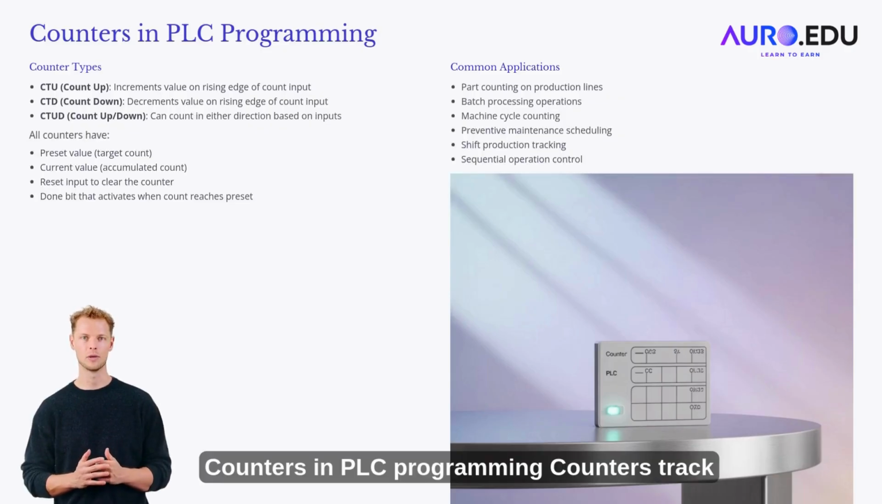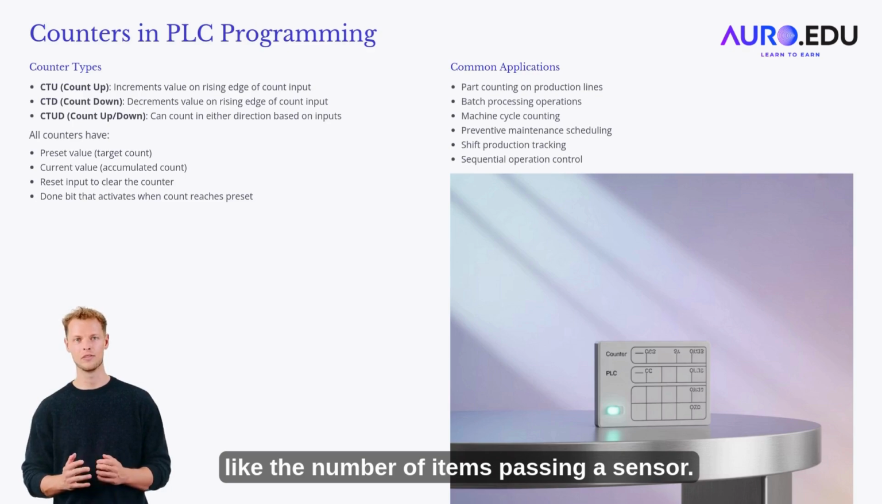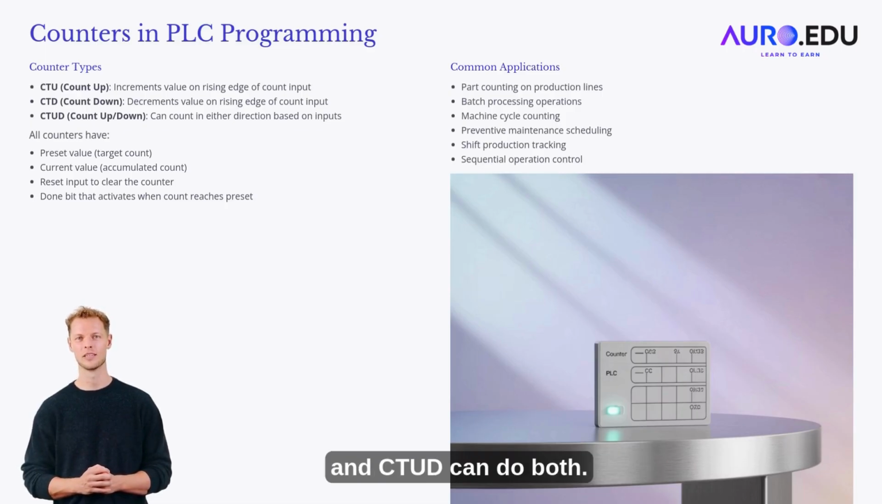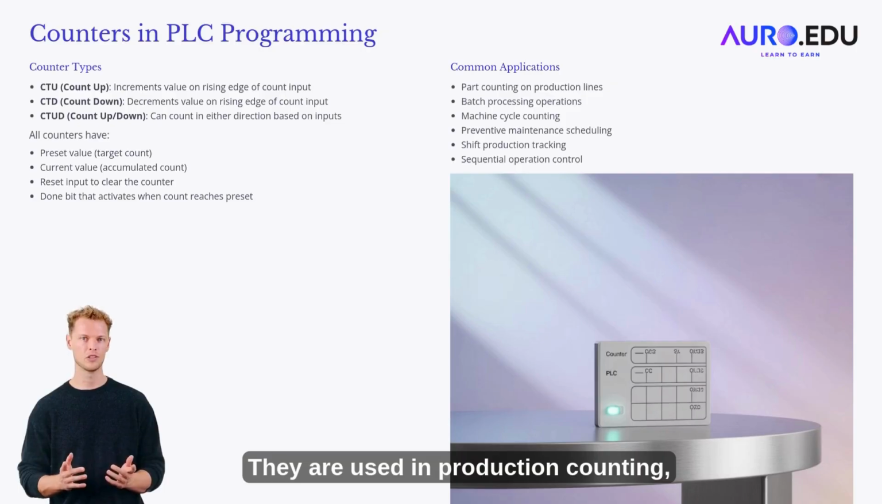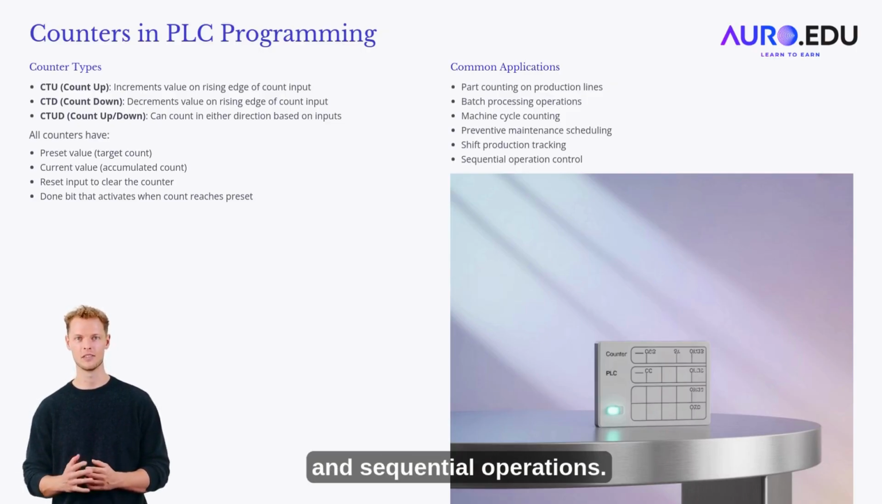Counters in PLC programming. Counters track occurrences of events, like the number of items passing a sensor. CTU counts up, CTD counts down, and CTUD can do both. Each has a preset value, current value, reset input, and done bit. They are used in production counting, batch processing, preventive maintenance, and sequential operations.